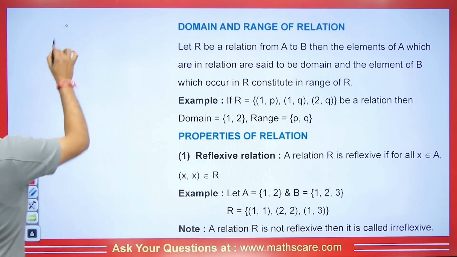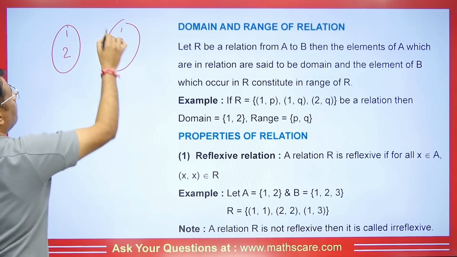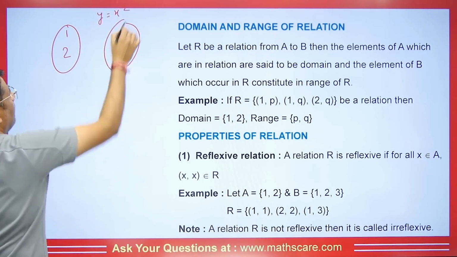I will give one more example. Let's say here it is given as 1, 2, here it is given 1, 2, 3, and here we have y is equal to x square. Assume this is given.